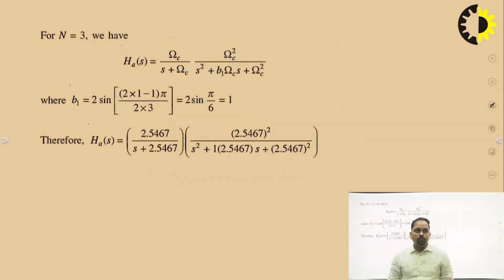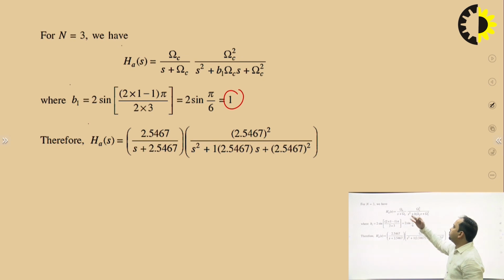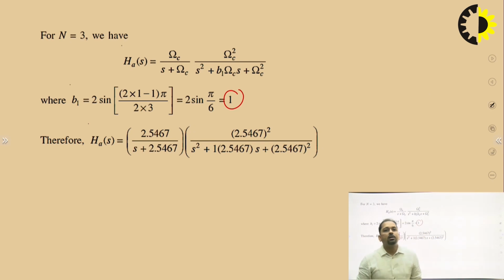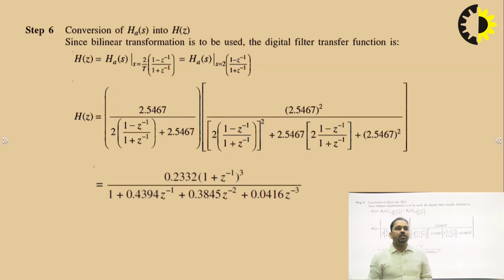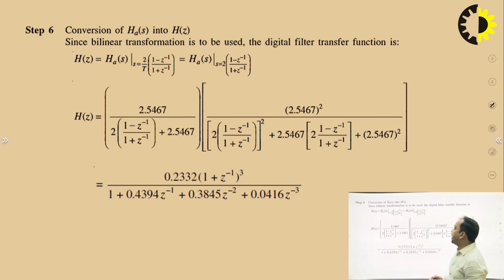So yeah, if n equals 3, we'll have b1 with the value 1, and finally we put those values of Ωc and this b1. So we're getting a transfer function, which is H(s). Now this H(s) can be further converted to H(z) because we are interested in designing a digital Butterworth low pass filter. So we have certain steps for how we can convert this H(s) into H(z) by using BLT.